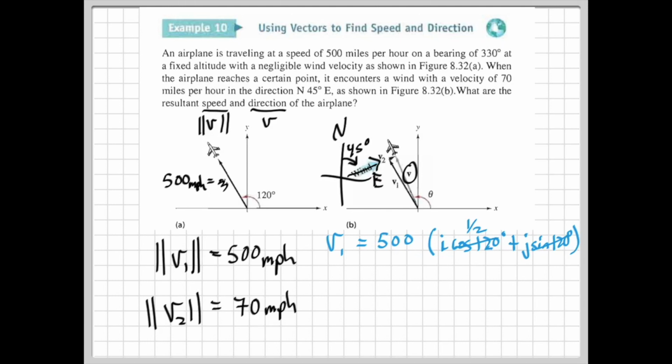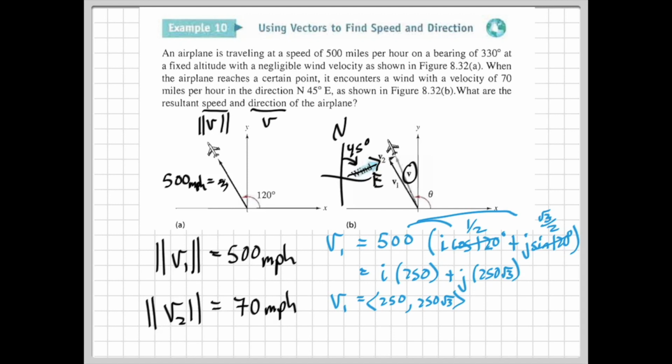And for sine, that is rad 3 over 2. And if I multiply by 500, we would have i times 250, plus j times 250 rad 3. Okay, and so the vector would be 250, and that would be 250 rad 3. Okay, so the vector v1 of the plane without the wind is that. So this is v sub 1.